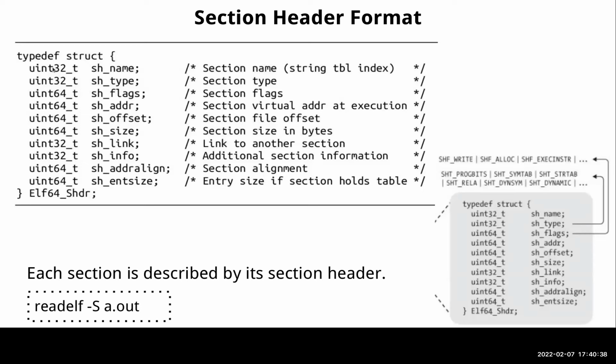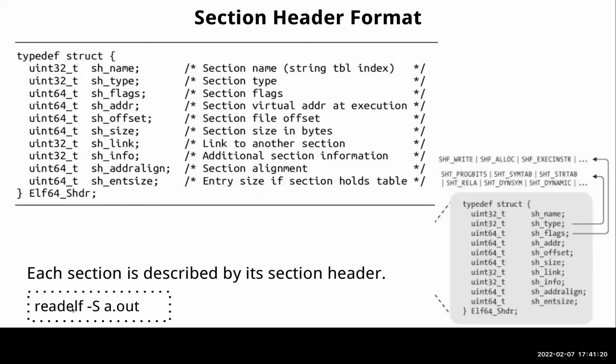And you can see that the name here is actually a number. So it's an index into another string table somewhere in the file. Then there is a type. What is the type of the section? As you can see here, the type can be program bits, symbol tables, string tables, or dynamic symbols. Those are the predefined types of sections. And also there are some flags to say what the memory permission on this section should be. It could be writable, it could be executable, something like that.